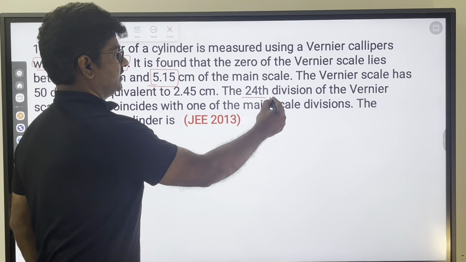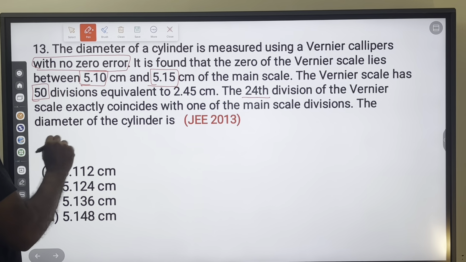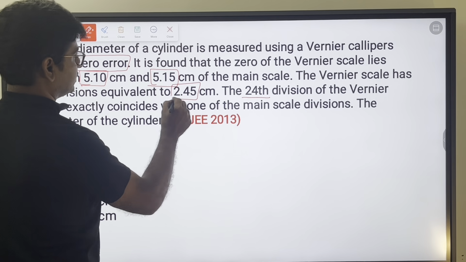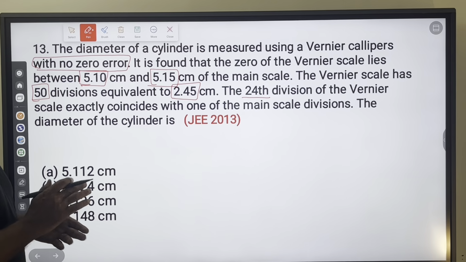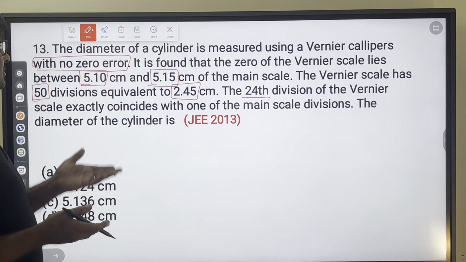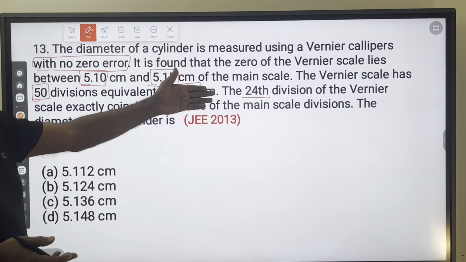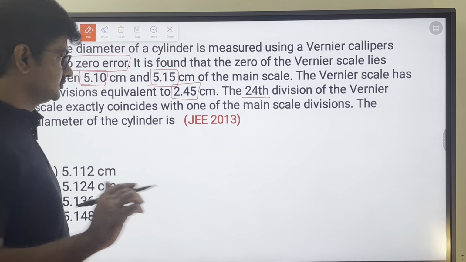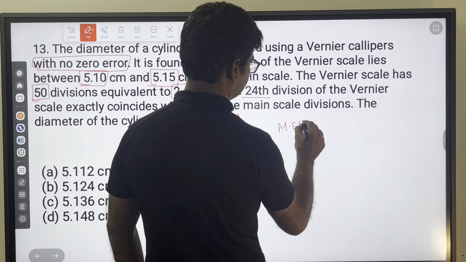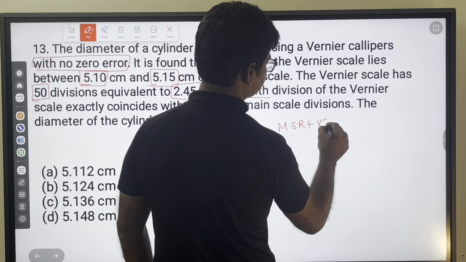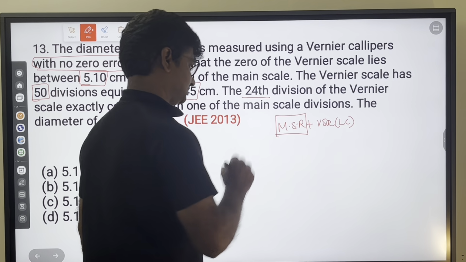So this is coinciding. And 50 divisions on vernier scale are equivalent to this one. So you have to find the diameter. Very simple. Now, the only thing is, what is the main scale reading? You have to find it, and the vernier scale coincidence is already given, into least count. So simple. What is diameter now? Main scale reading plus vernier scale reading into least count.